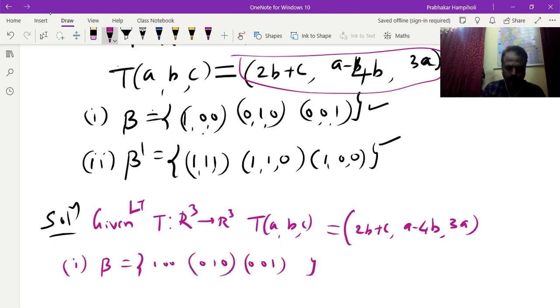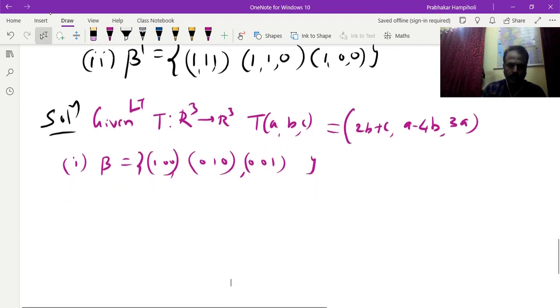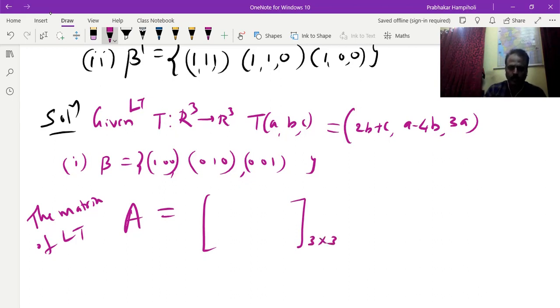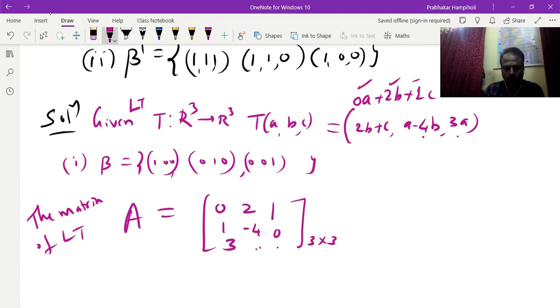With respect to this standard basis, we call the matrix of linear transformation A equal to something. You are used to it. You should write the matrix of linear transformation A equal to a 3 cross 3 matrix, and now this can be considered as 0 A plus 2 B plus 1 C. So this 0 2 1 comes as the first row. Similarly, you can add to the second row 1 minus 4, and the C component is 0, and in the last row only the A component is there. Can you write these two components? Yes, what you thought is correct.